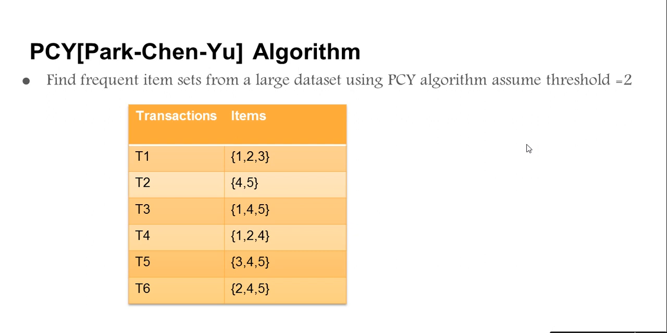So how the question will be asked to you: a set of transactions will be given, and they will say, using the PCY algorithm, find out which are the candidate sets which satisfy the threshold value. So in this example, the threshold value is given as 2. Let me tell you, this algorithm is named after the 3 scientists who worked on it, that is Park, Chen and Yu.